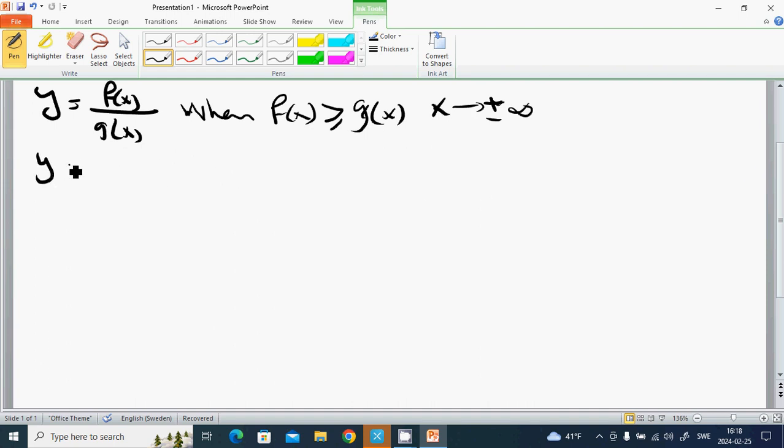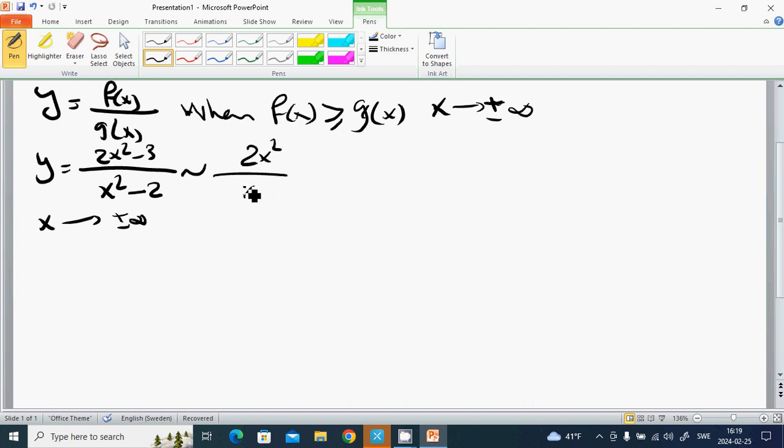Example, y is 2x² minus 3 divided by x² minus 2, and x goes to plus minus infinity. It is corresponding to 2x² divided by x², which is 2. Then y equals 2, it is parallel with the x-axis, and it is a horizontal asymptote.